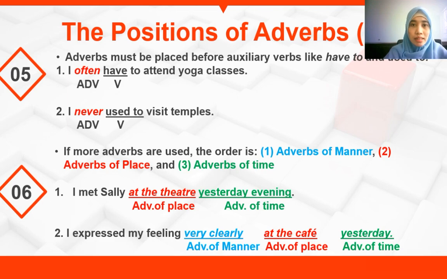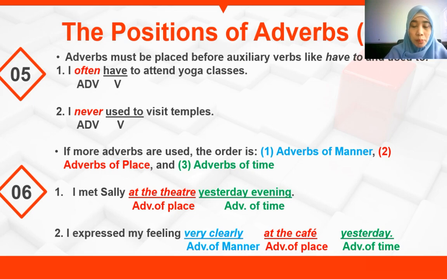Okay. The sixth one, if more adverbs are used, the order is adverb of manner, adverbs of place, and adverbs of time. They must go in order. We cannot do this randomly when we have these 3 kinds of adverbs or 2 kinds of adverbs.